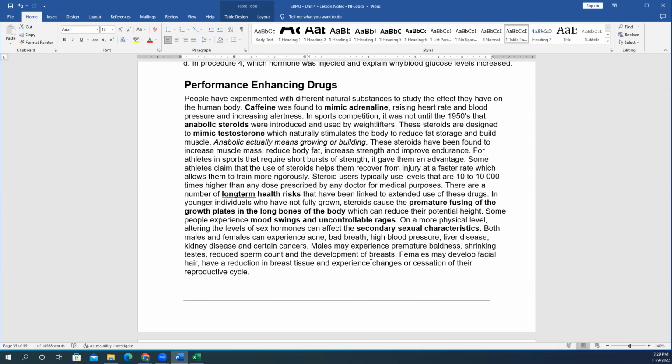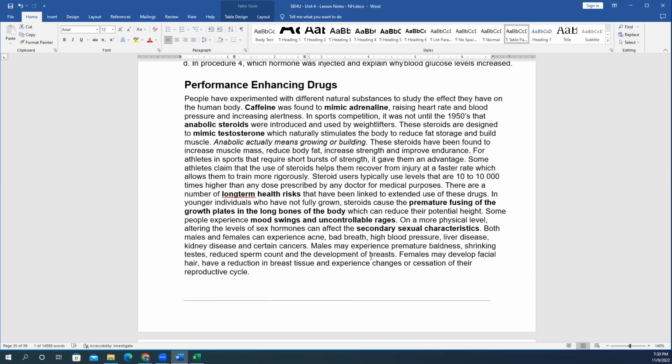These are anabolic steroids, and the word anabolic means growing or building. I think we've talked about anabolic pathways previously in this course, anabolic versus catabolic. So anabolic means growing or building. And these steroids have been found to increase muscle mass and reduce body fat, increase strength, and improve endurance. And for athletes in sports that require these short bursts of strength and energy, it has the result of giving them a certain edge, a certain advantage.